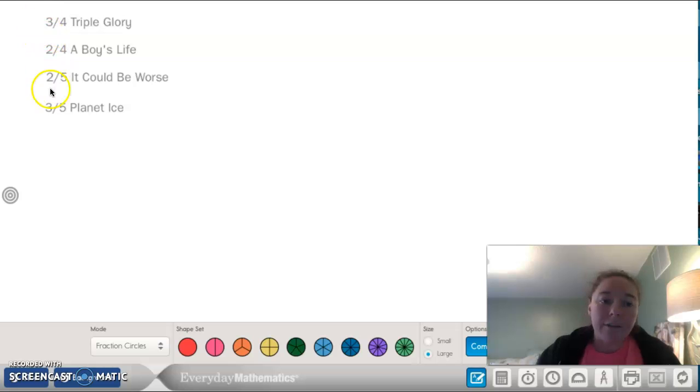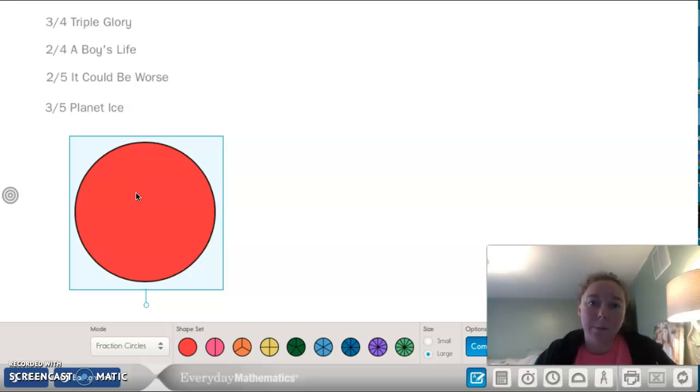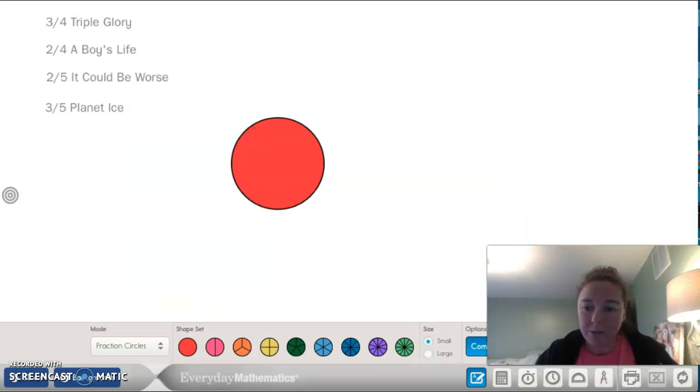Typed on my screen, I have the fractions for each movie: 3/4 for Triple Glory, 2/4 for A Boy's Life, 2/5 for It Could Be Worse, and 3/5 for Planet Ice. I want to look at the denominator of each to figure out how many equal pieces that fraction circle is going to represent, while still using the red circle as my whole. If you need to, you can change the size of your whole and fit more on your screen that way, which I actually think I'm going to do.